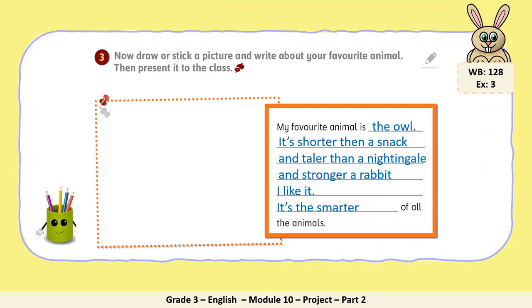Okay, so I took another look at my writing and I found the mistakes in it. I used the word and many times. I will remove them and keep only one. In the next sentence, I will add the word because to join the two sentences together. So the sentence will be, I like it because it's the smarter of all the animals. I think my writing looks a little better now.